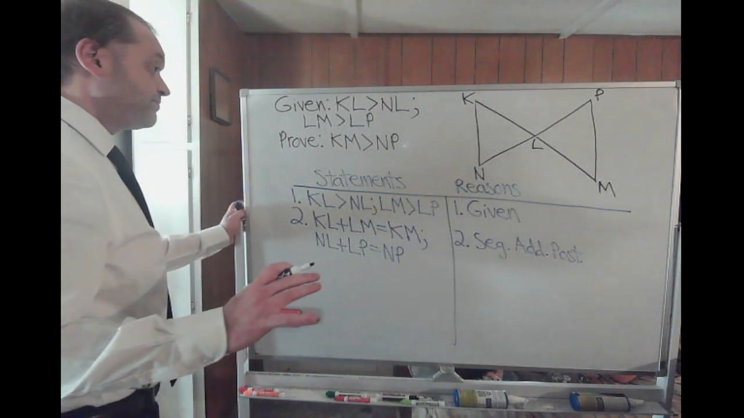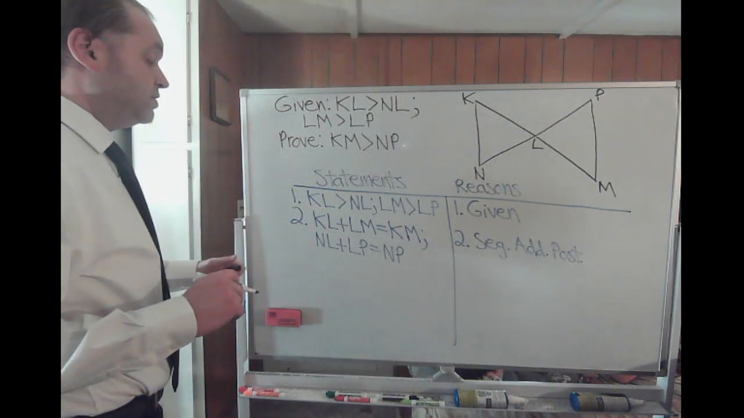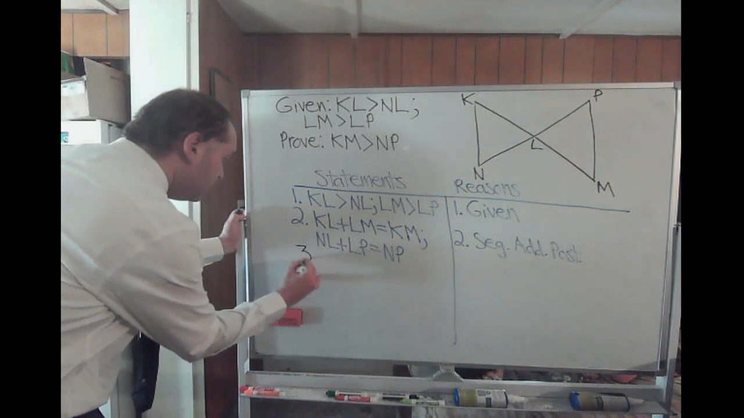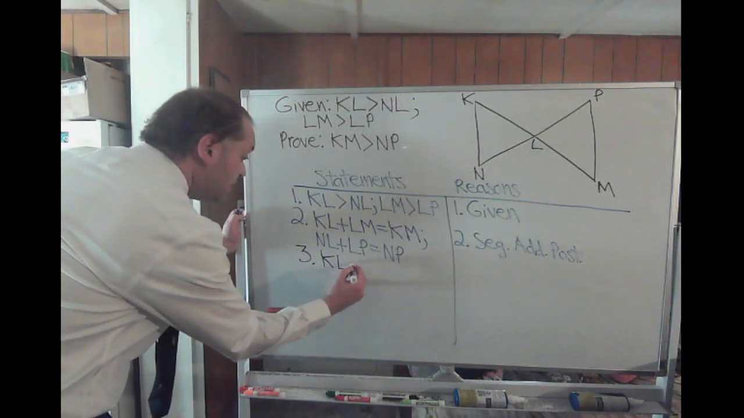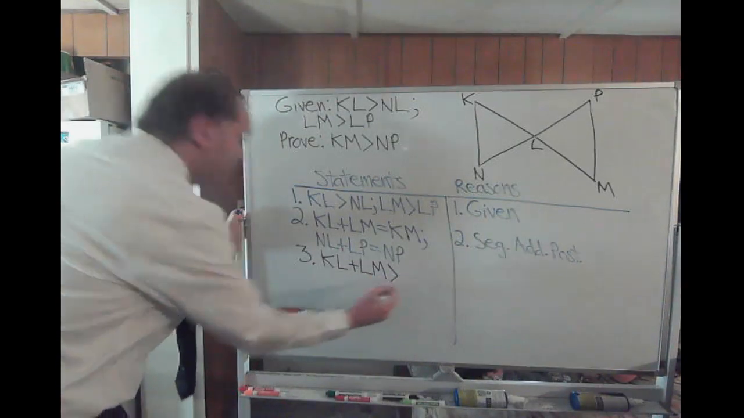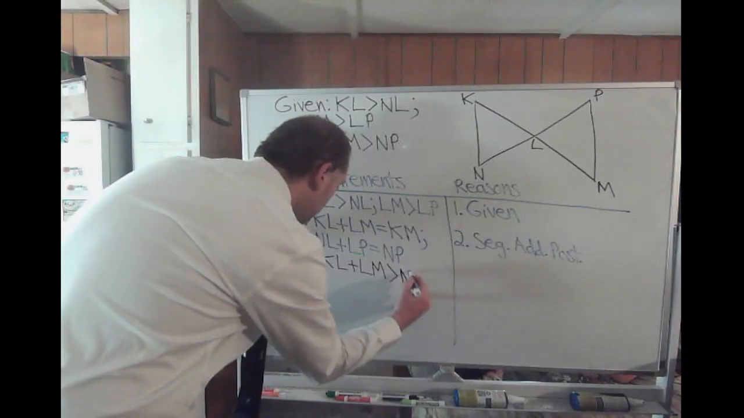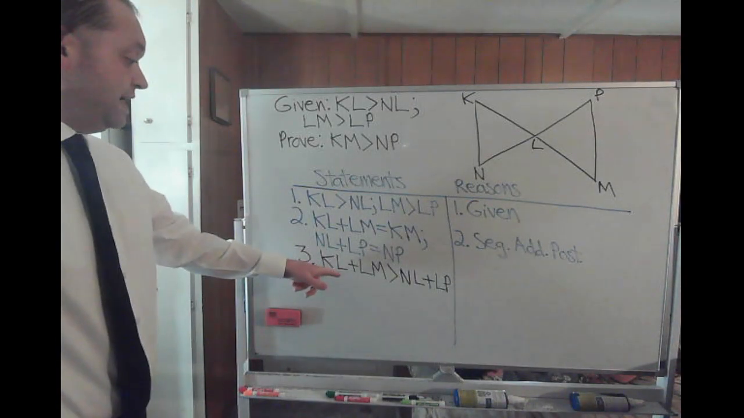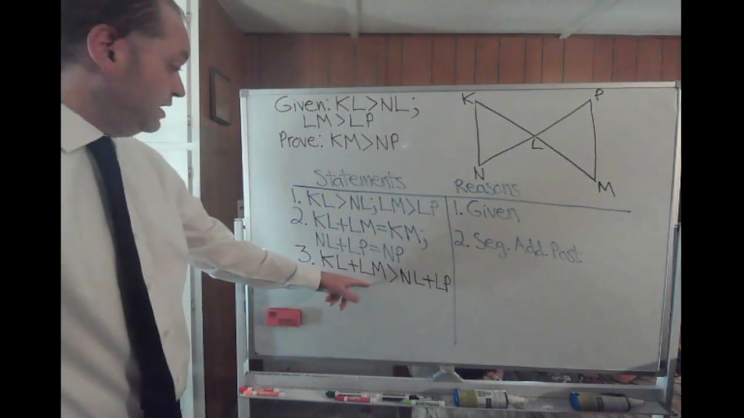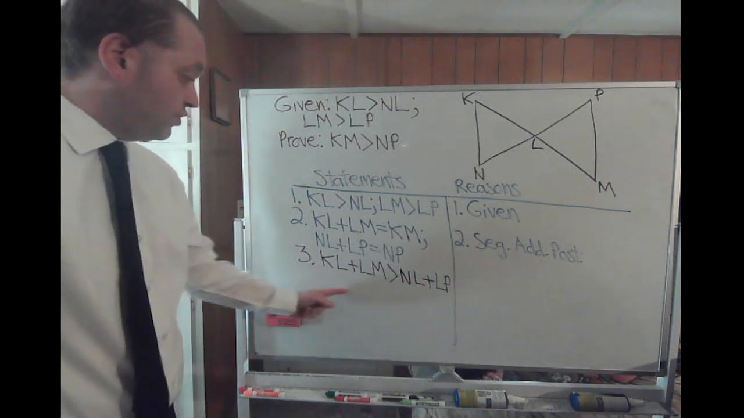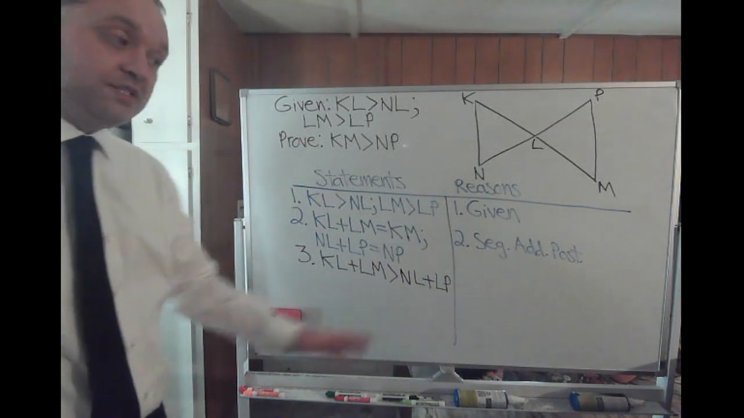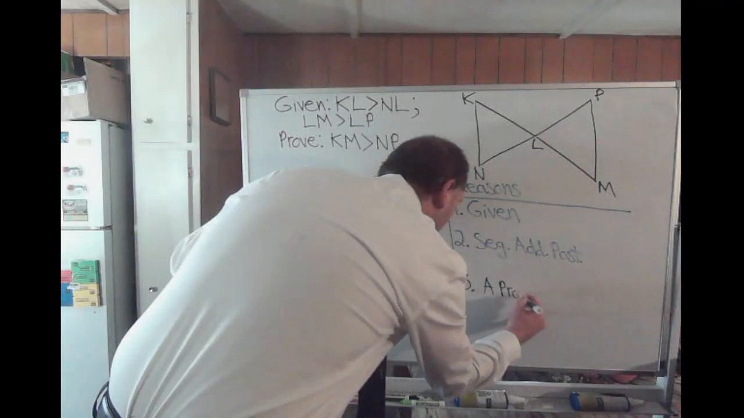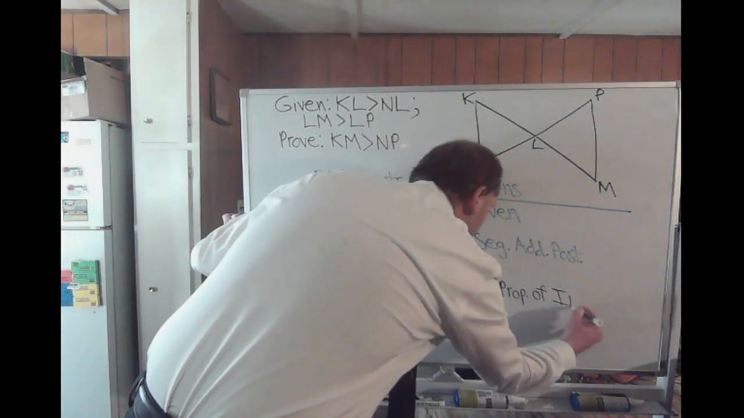Okay, so then where do we go from the segment addition postulate? Well, we can say now that KL plus LM is greater than NL plus LP. Let's stop and think about this a minute. Okay, why can we say that? Well, KL is greater than NL, LM is greater than LP. So if you have two greater thans on one side, they're definitely going to be greater than the two lesser thans. In step 3, in this case, you're just going to say a property of inequality. A property of inequality is what you would say.